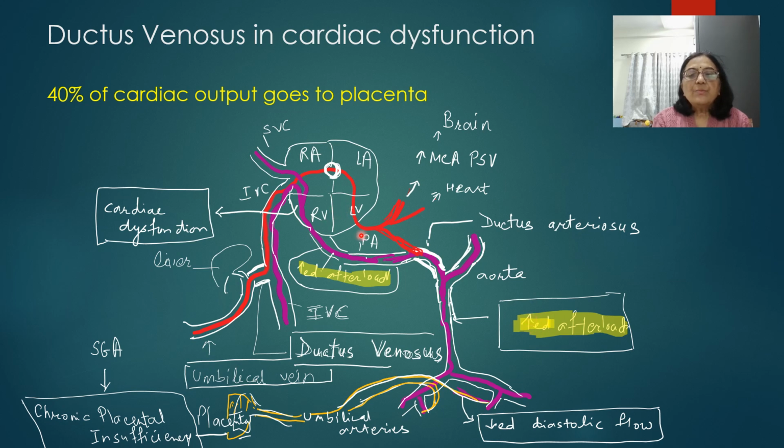Then a stage comes when even the afterload to the right side also increases, and that leads to cardiac dysfunction. This cardiac dysfunction is affecting the ventricular as well as atrial contraction, and it affects the inferior vena cava blood entering into the right atrium, and that is how we get the ductus venosus abnormality whenever there is a cardiac dysfunction.